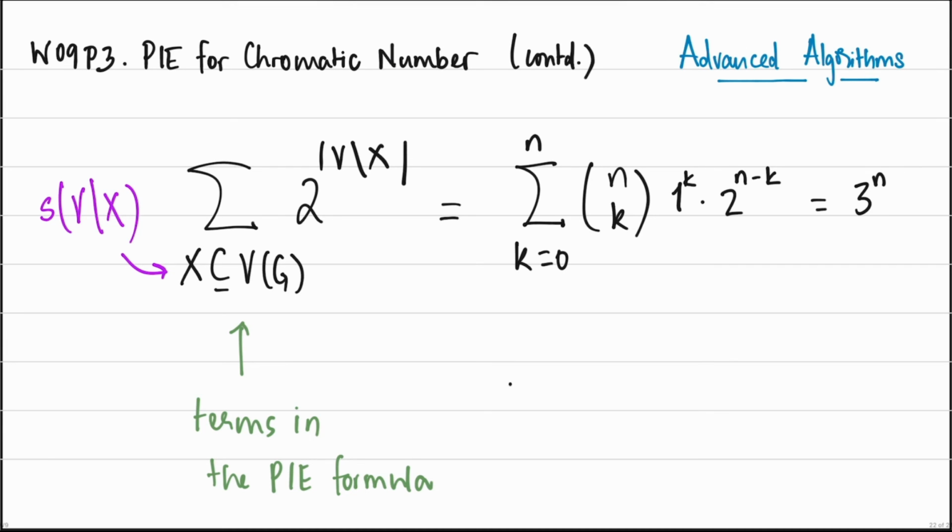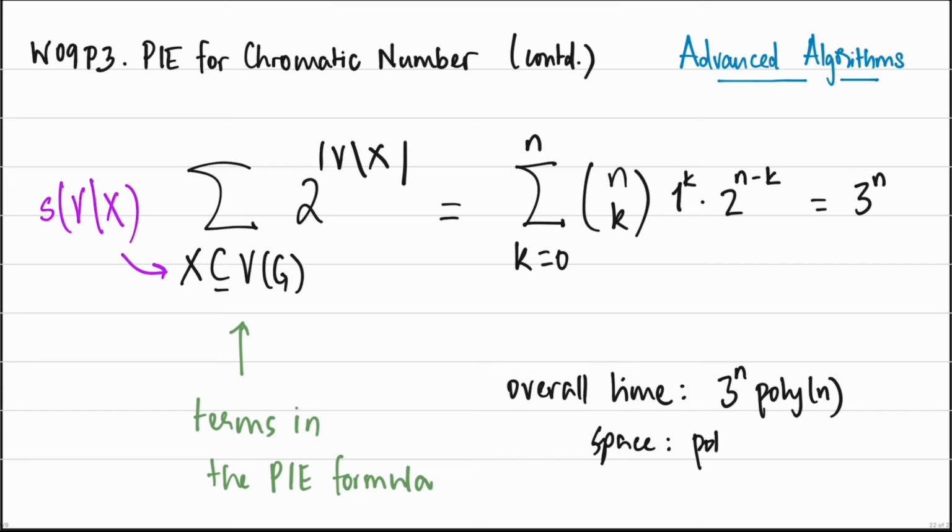So the overall time when we do this, computing the numbers of independent sets or independent subsets on the fly, is 3 to the n poly n, but what we saved on was space, which is just poly n. Now we're just tracking these nk bit numbers as we go along, and there's nothing else.